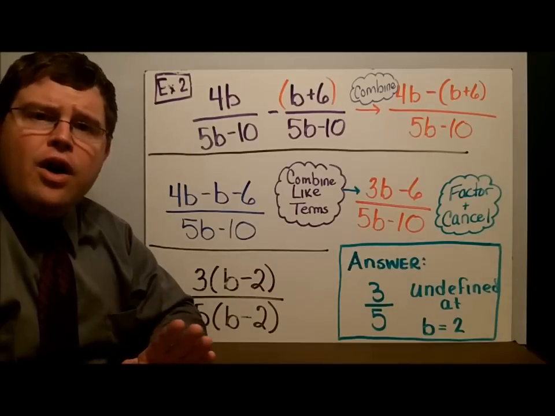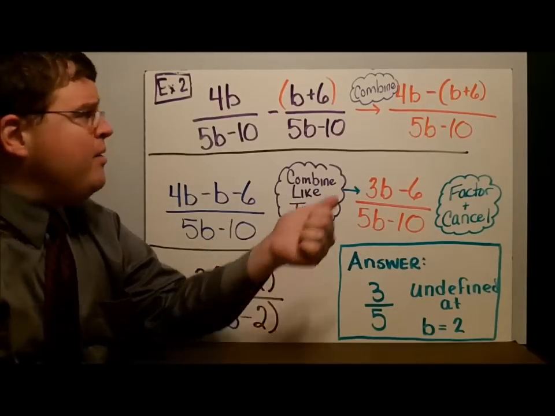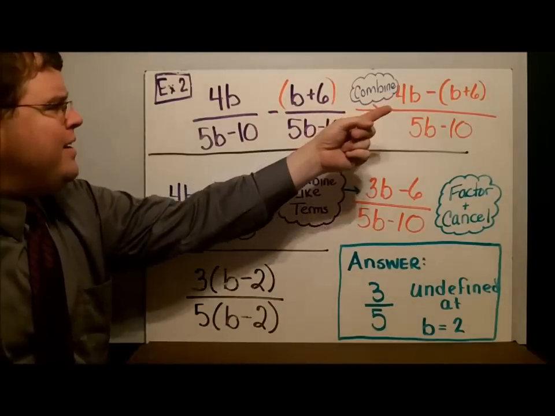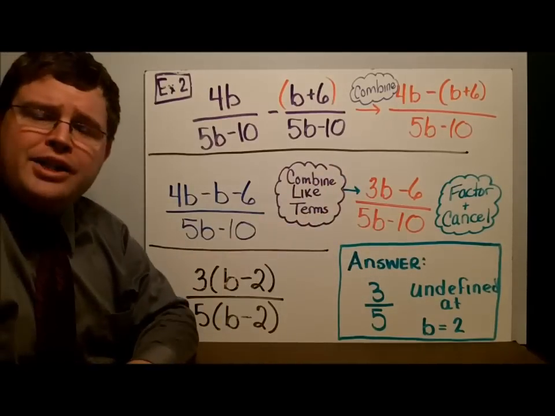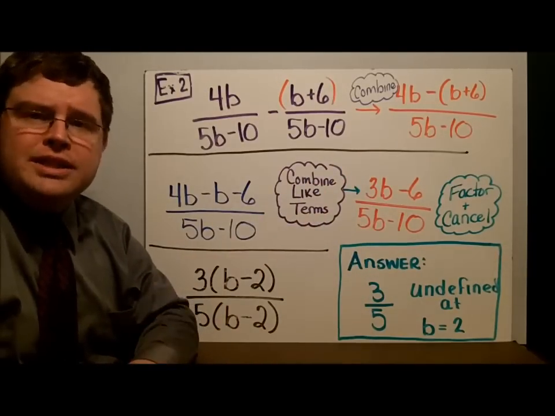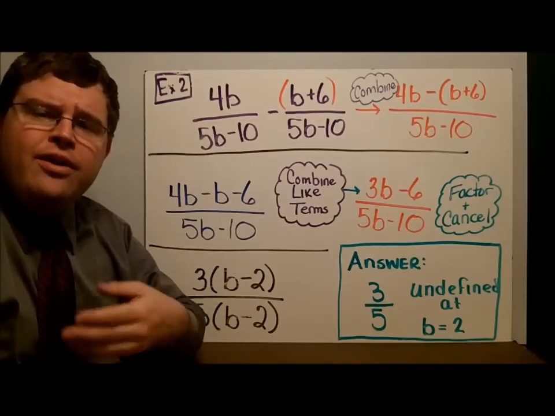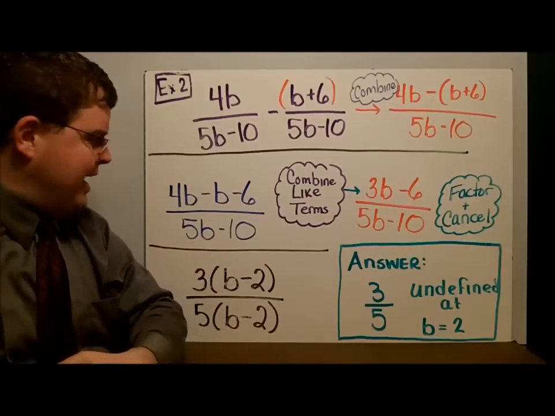So I've done all the hard work. I have a common denominator, I distributed my negative, I combined like terms, and now I have a nice little fraction like this. Now it's just business as usual. Factor, cancel, and write the undefineds.